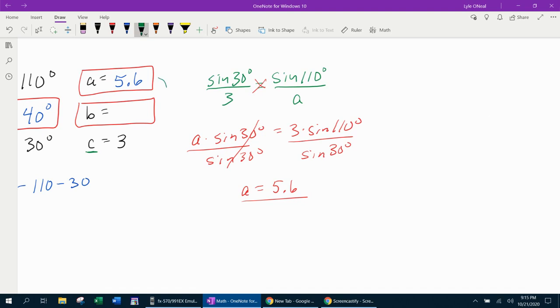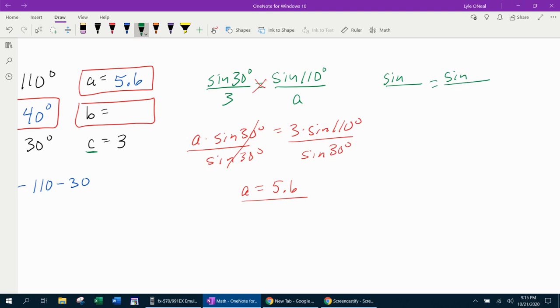And if you're thinking, oh, I have two sides, I can find the third side with the Pythagorean theorem, no, you can't. This is not a right triangle. So what we're going to have to do is use the law of sines again.